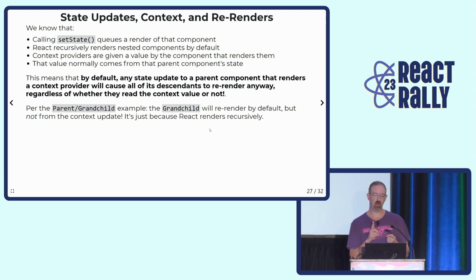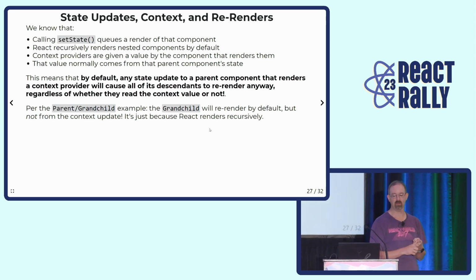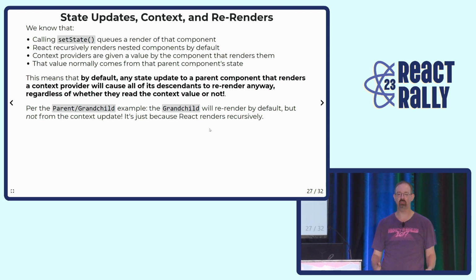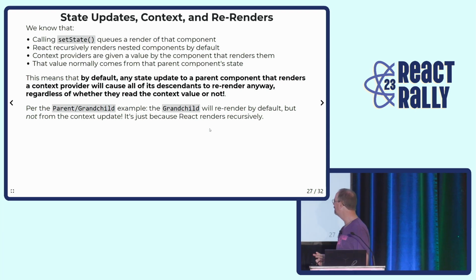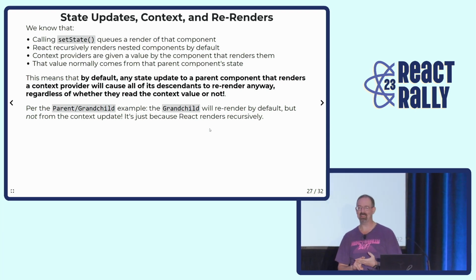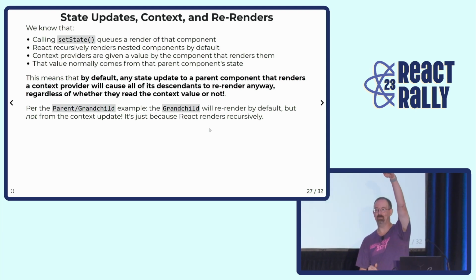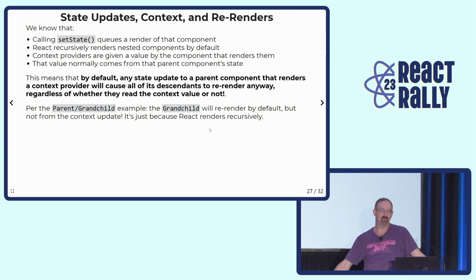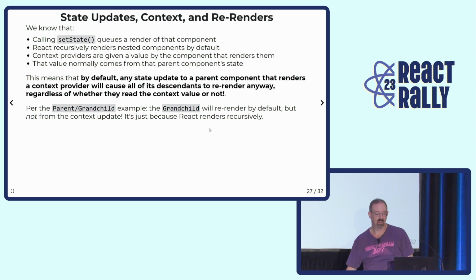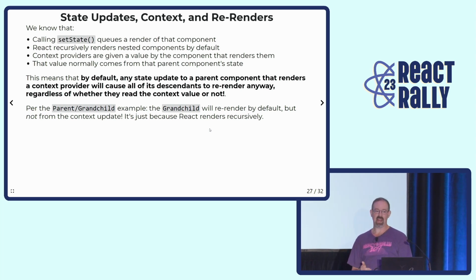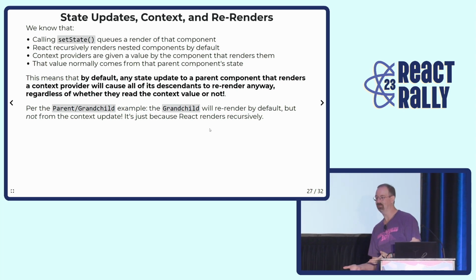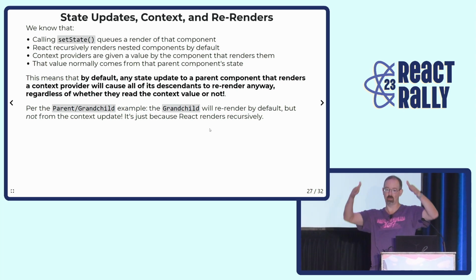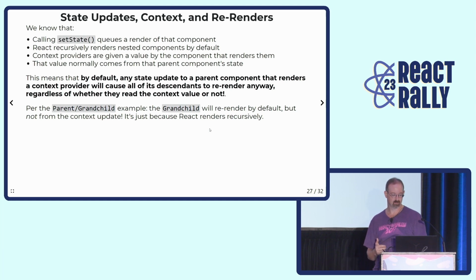So, we know that calling set state queues a render. React always recurses through the tree by default. Context providers get the value from the parent component in state, which means that by default, if you call set state in a component with a context provider, you're probably actually going to render literally every component in your app by default. And that's without caring whether a component is trying to read the value from context or not. It's just normal recursive behavior.